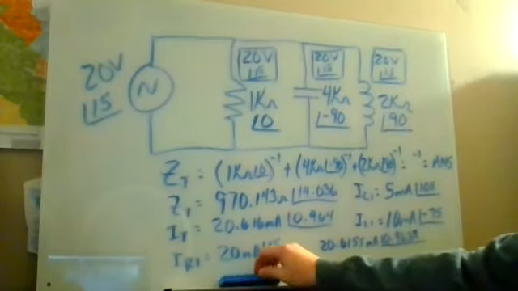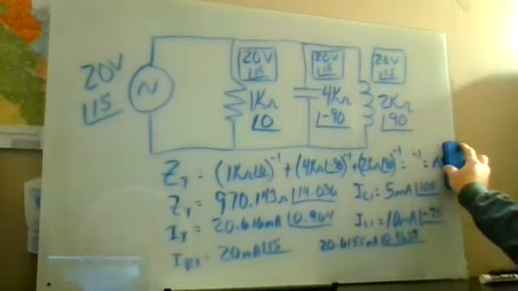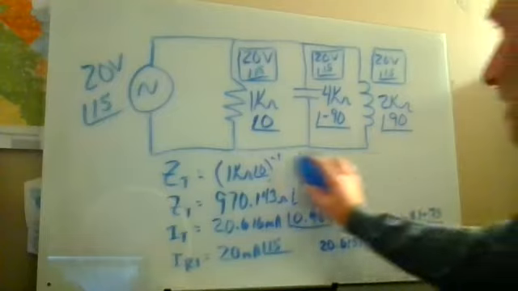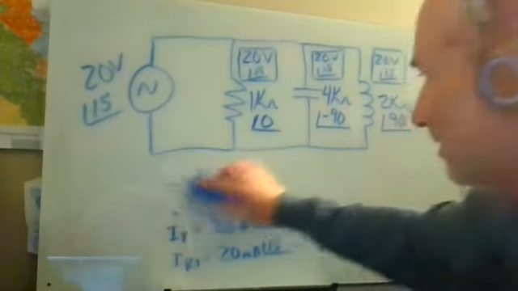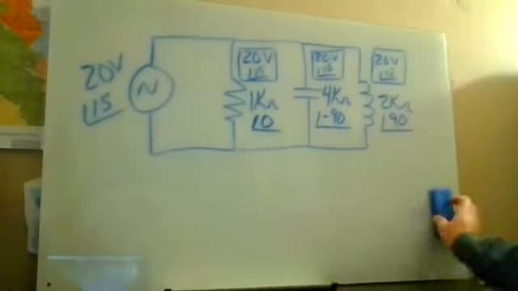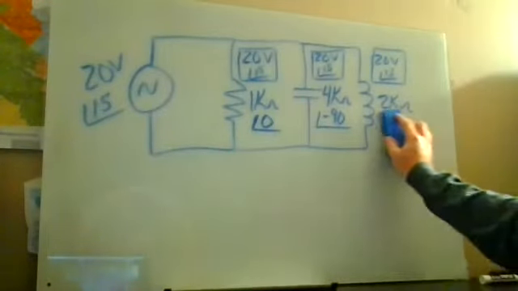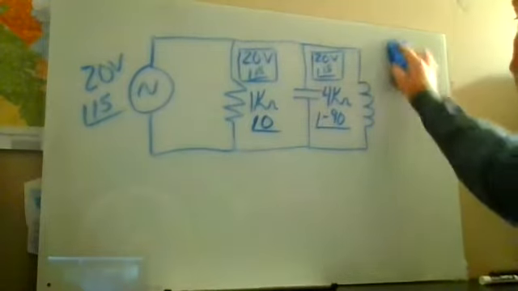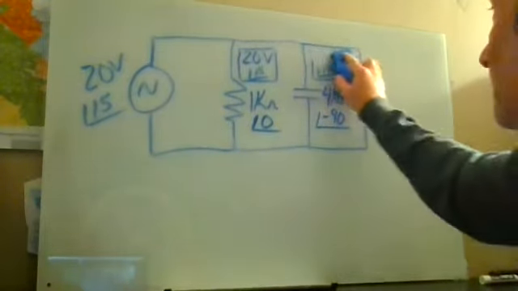Okay, so let's try one on your own. I'm going to see if you guys can get this. Like I said, these aren't super hard. It's just like we did in DC, but now everything's AC, so everything has angles.